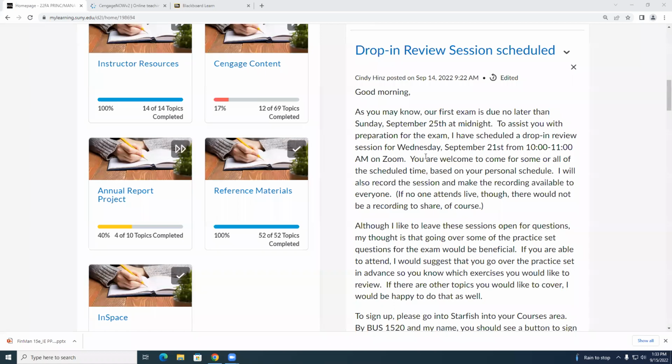If you do want to come, you should sign up in Starfish. That's how you get the link to the review session. So go into Starfish, go into the My Courses area, and in the area for this class, you should see a link or a way to sign up with me. And what you're looking for is the drop-in review session. That's what Starfish calls it.